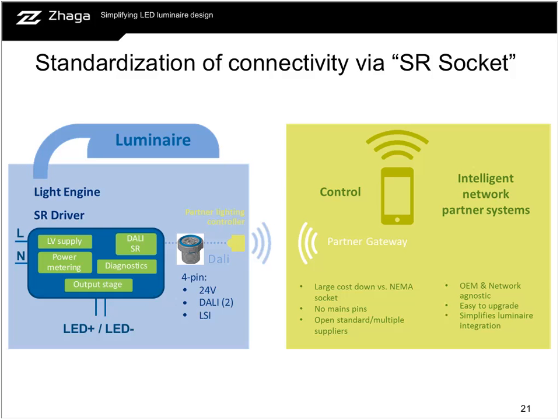At the right side, we can see the benefits for the network partners. So we have a significant cost down compared to the current NEMA socket because of the inherent low voltage concept. We also have no mains pins required in this interface, and we have an open standard, which means that there will be multiple suppliers for the light control unit. The system itself is agnostic to the OEM and network choice. It makes it easy to upgrade the luminaires and also easy to integrate.